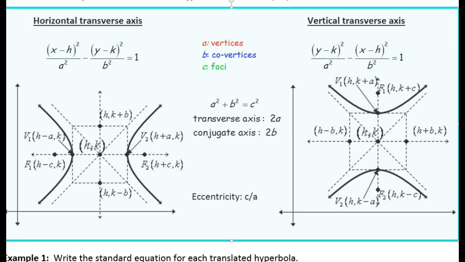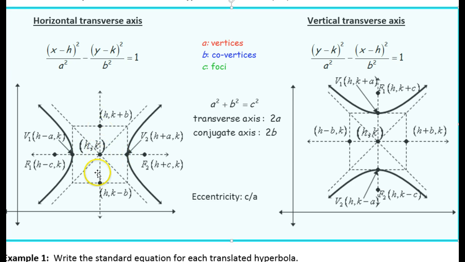In this video, I will show you how to write and graph the standard form equation of a hyperbola even when the center is not 0, 0. So a hyperbola has two branches. Each branch has a vertex, the point here and the point here. The center of the hyperbola is right in the middle between those two vertices.